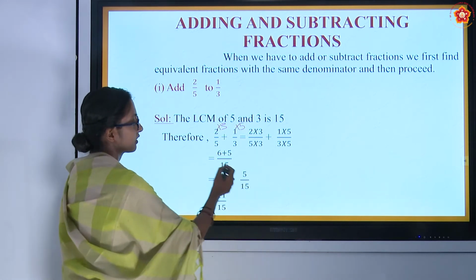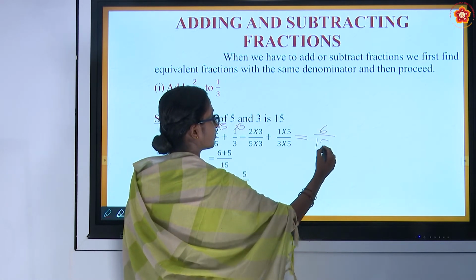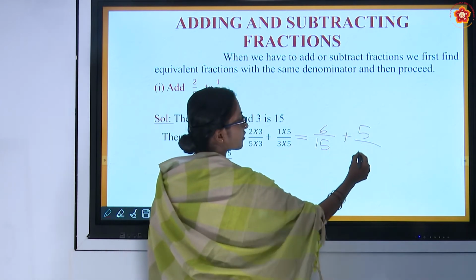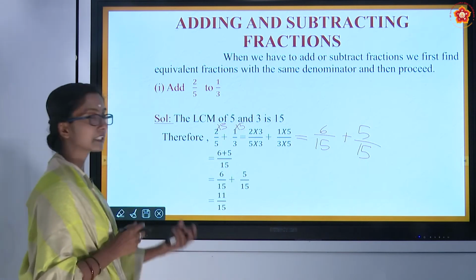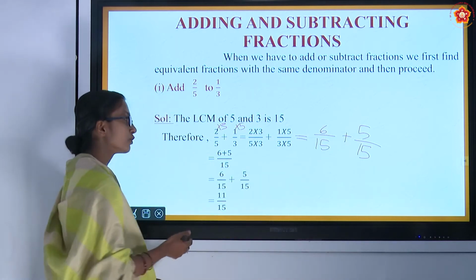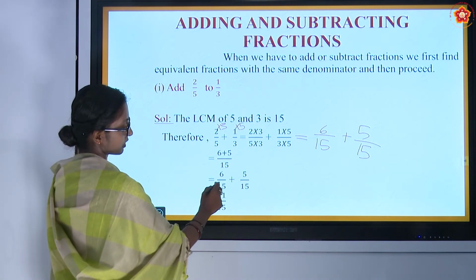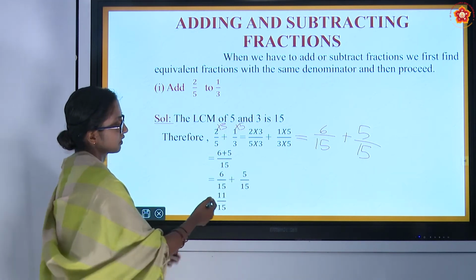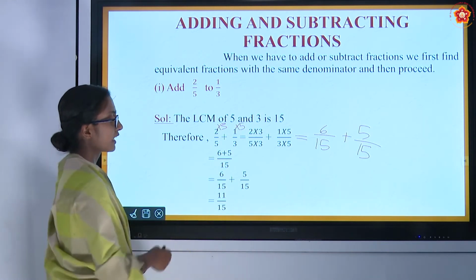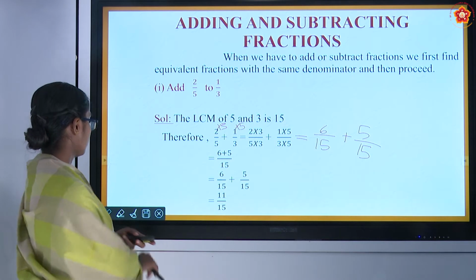3 into 5. Now, 3 2s are 6 by 15 plus 5 ones are 5 by 5 3s are 15. Now, when you compare the denominators, both have the same denominator. So, we can directly add up the numerator, that is 6 plus 5 divided by 15. 6 divided by 15 plus 5 by 15. Even by separating also you can write them. 6 plus 5 is 11. 11 by 15.